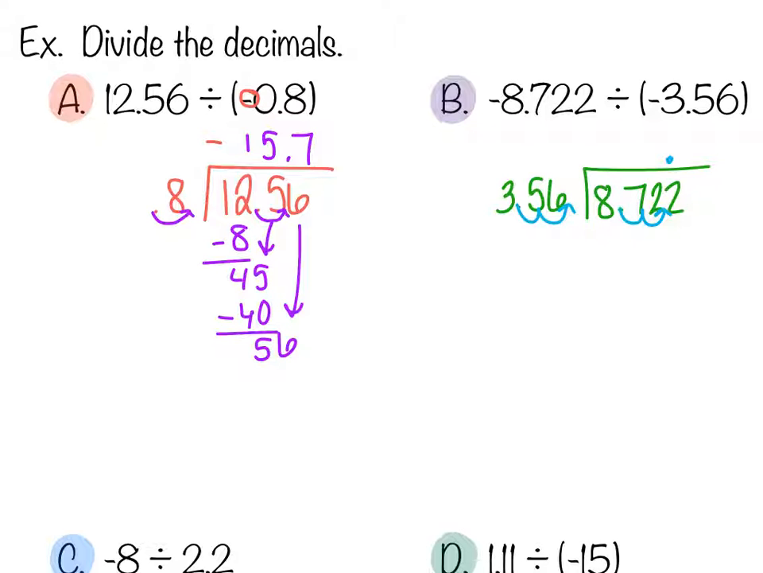And then 356, think of it as 300. Think of it as 300 going into 800. And that would go in twice. And then you can check to see if that's actually accurate. 356 times 2 is 712. So that actually works out really well for us.